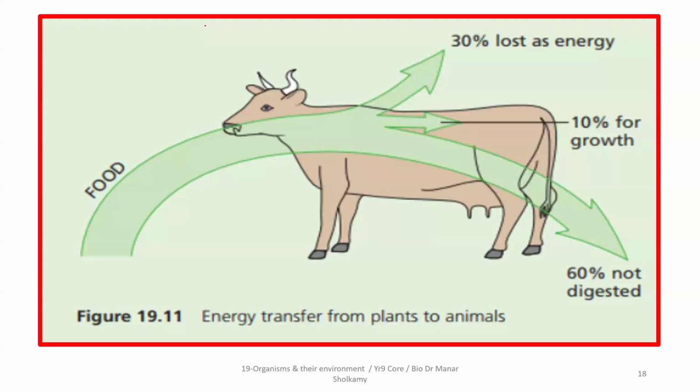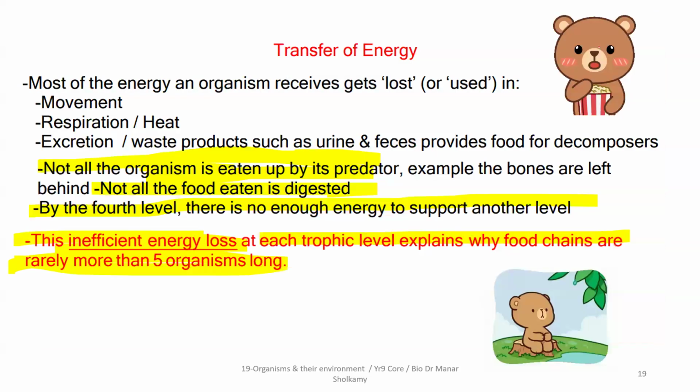Now, this diagram is showing you how energy is lost. This cow is eating the producers. It's eating the plant. Some of the energy is lost in excretion, some is used for growth, and some is lost as heat and movement, and only 10% will be passed on. Now, this is the transfer of energy. We said it 100 times that energy is lost. Now I think you heard it so many times.